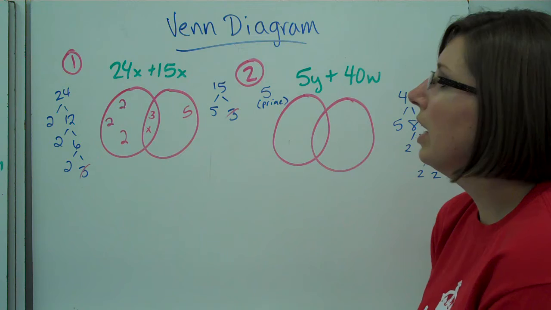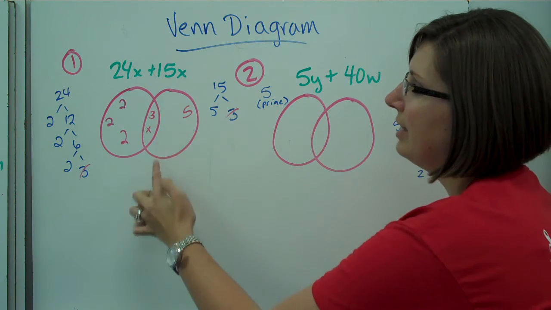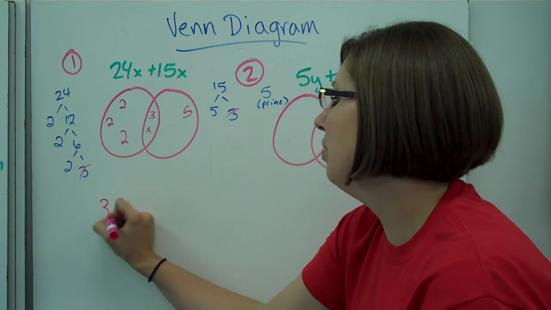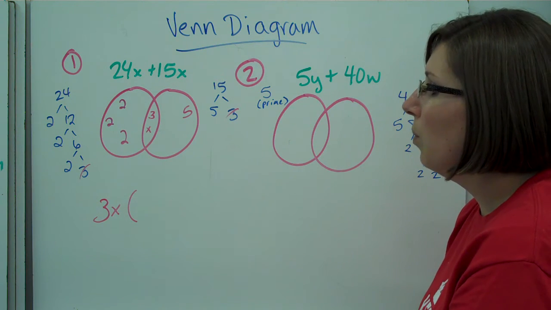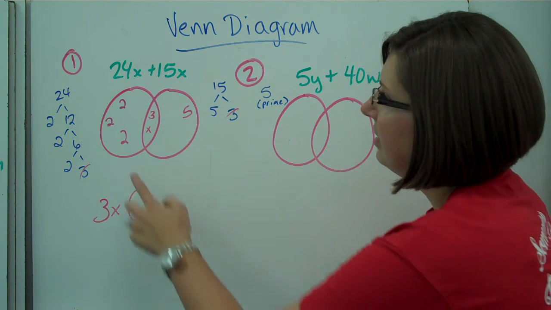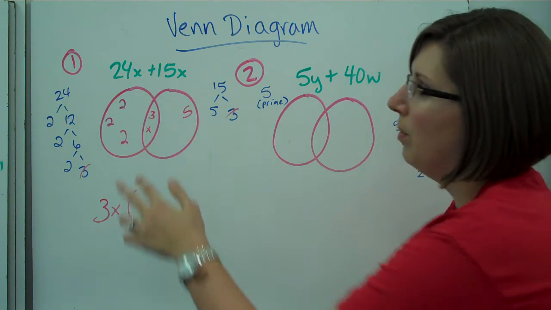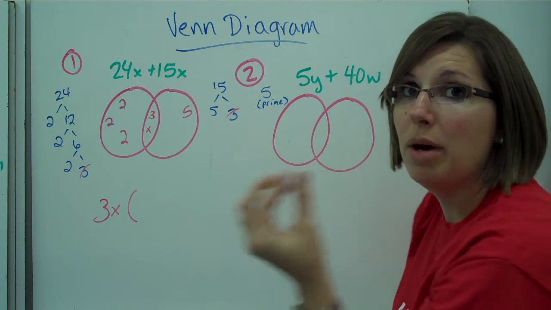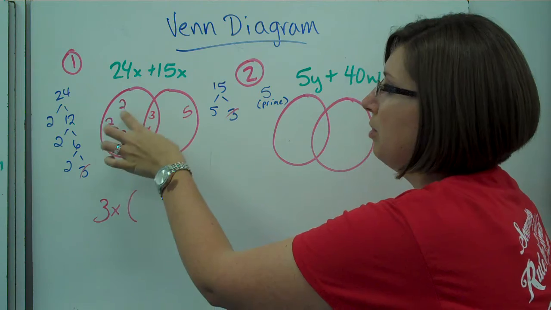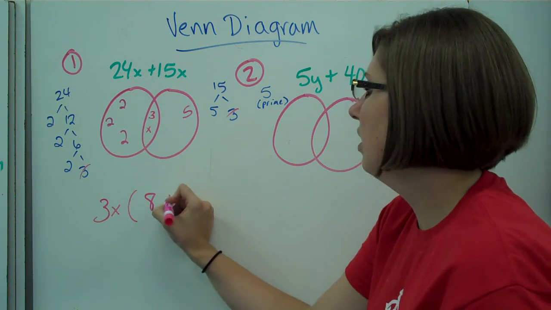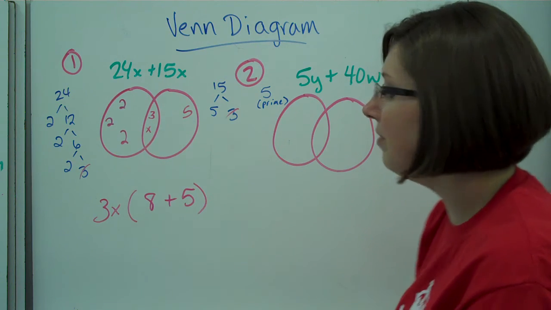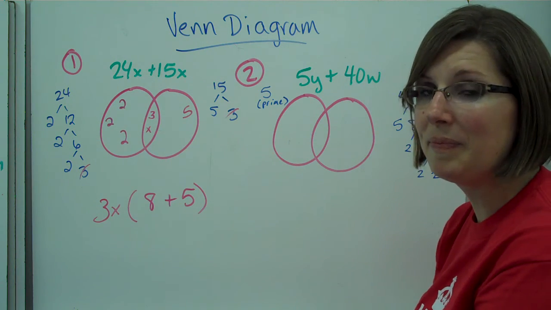So guess what? In this Venn diagram, I take what they have in common and I put it outside the parentheses. What remains is what's on this side of the Venn diagram, but I multiply them. So 2 times 2 times 2 is 8, plus 5 is left over. All done.